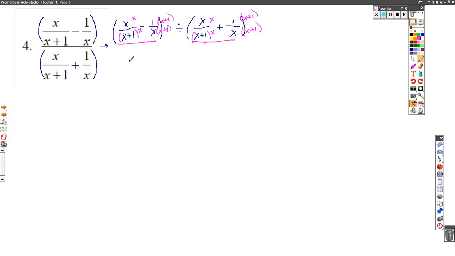Alright, awesome. Once we do that, we just take the top, which is going to be x times x, which is x squared. And we're going to take this negative 1 and distribute it, so it becomes minus x minus 1 over, now we have our common denominator of x times x plus 1. Still divided by the other side, we're going to do the same thing, which is x squared. And we're also going to distribute this 1, which is not really necessary, but just plus x plus 1 over the same denominator x plus 1.